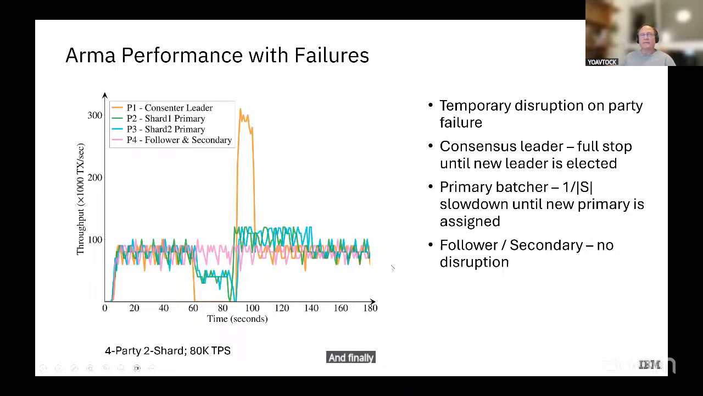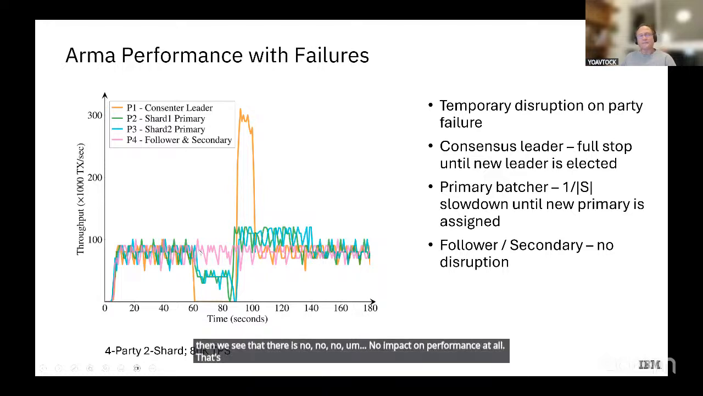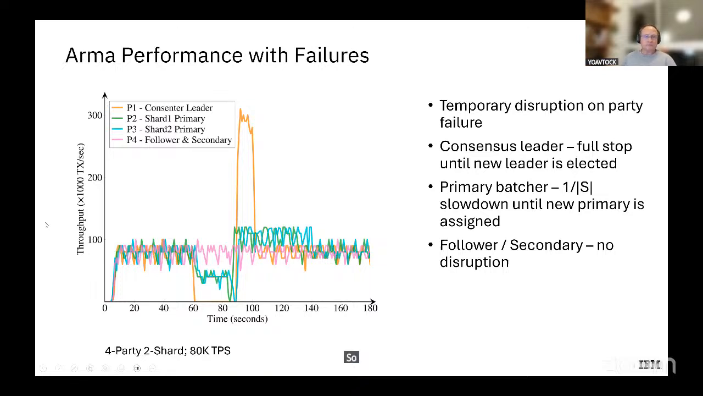And finally, if a follower or a secondary fails, then we see that there is no impact on performance at all. That's the pink line. So that is exactly what we expected, our resilience to failures.